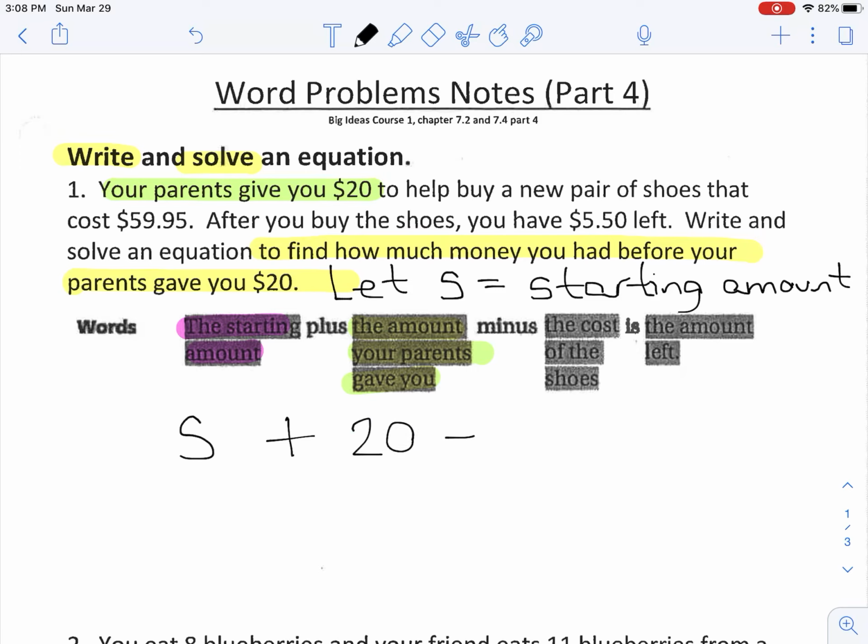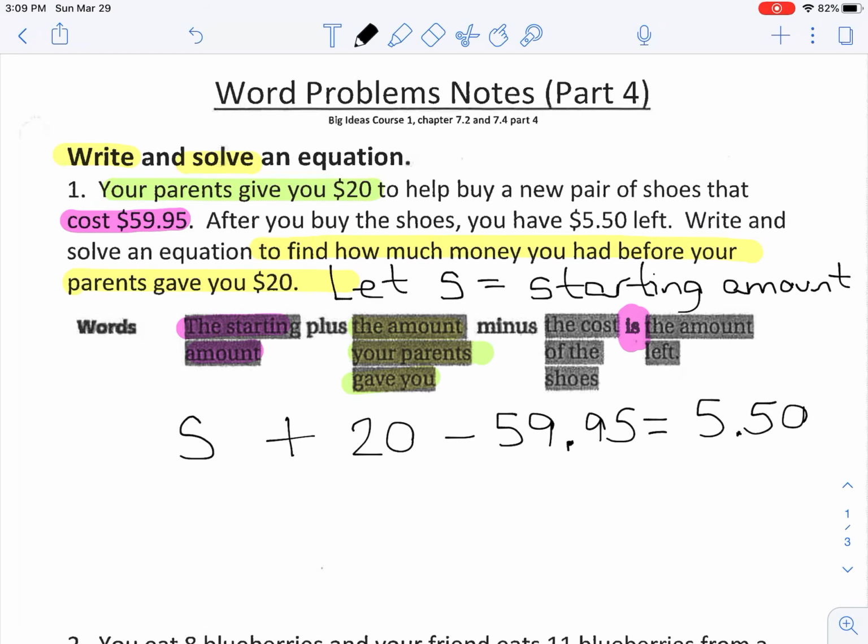But then you went to the store and you gave the clerk some money for your new shoes. So then we're going to subtract the cost of the shoes. The cost of the shoes was $59.95. Anytime you see the word is in an expression, which is right here, is always where the equal sign is going to come in your equation. And the amount left, we had $5.50 left.